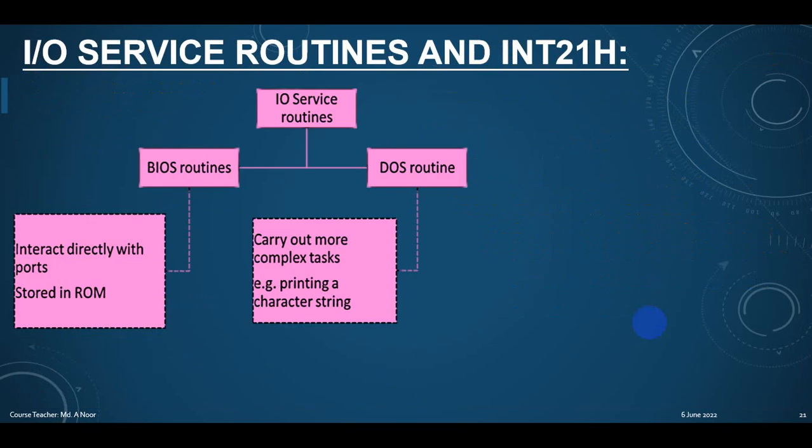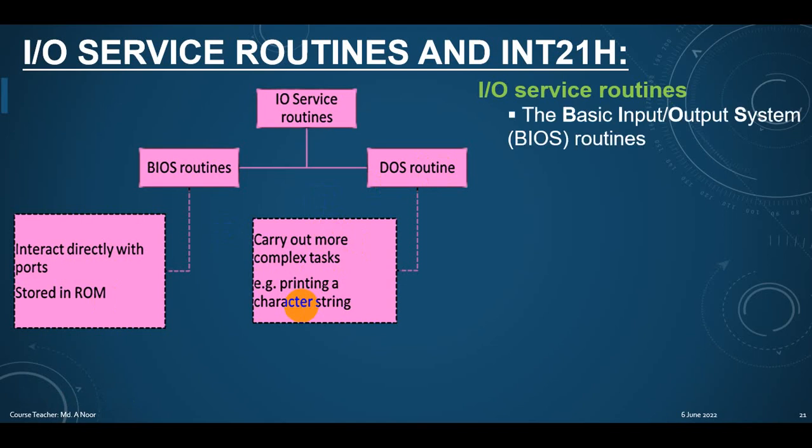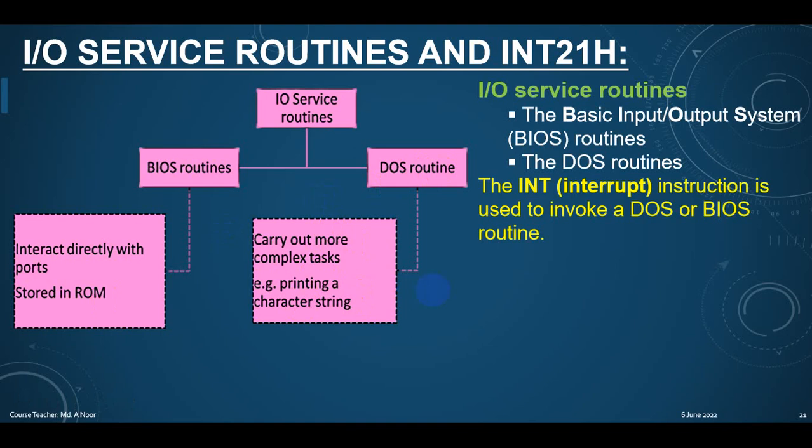So I/O service routines and interrupt 21 hex. What are the different types of I/O service routine? It can be the BIOS routine, interact directly with the ports, stored in ROM. It can be the DOS routine, carry out more complex tasks, for example, printing a character string. I/O service routine, the basic input-output system or BIOS routine, the DOS routine. The interrupt instruction is used to invoke a DOS or BIOS routine.